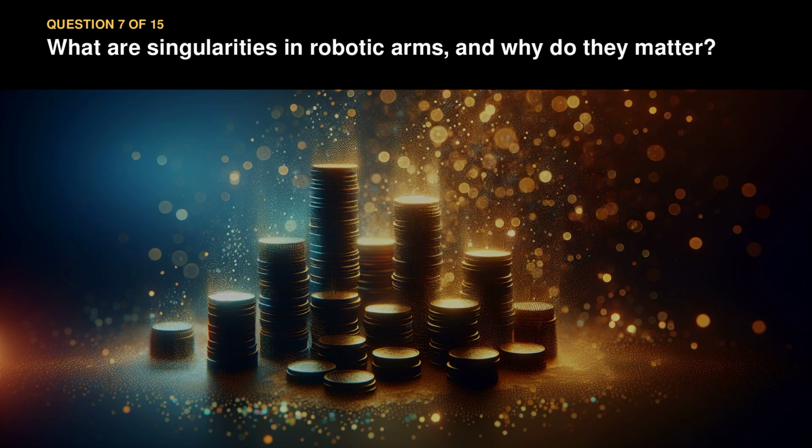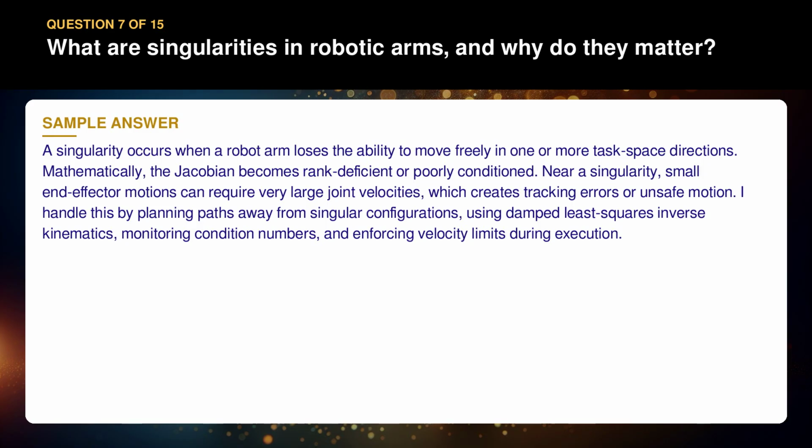Question 7. What are singularities in robotic arms, and why do they matter? A singularity occurs when a robot arm loses the ability to move freely in one or more task space directions. Mathematically, the Jacobian becomes rank deficient, or poorly conditioned. Near a singularity, small end effector motions can require very large joint velocities, which creates tracking errors or unsafe motion. I handle this by planning paths away from singular configurations, using damped least squares inverse kinematics, monitoring condition numbers, and enforcing velocity limits during execution.